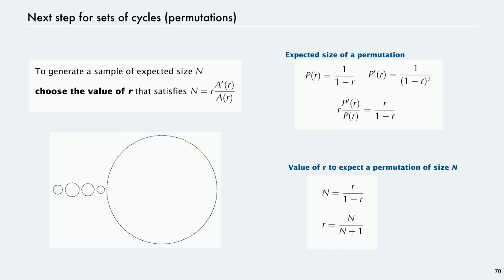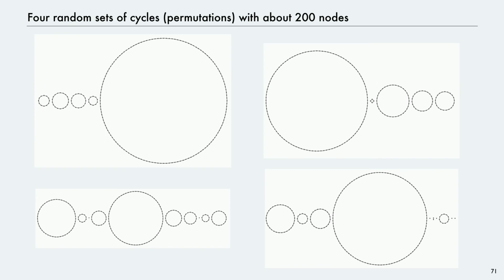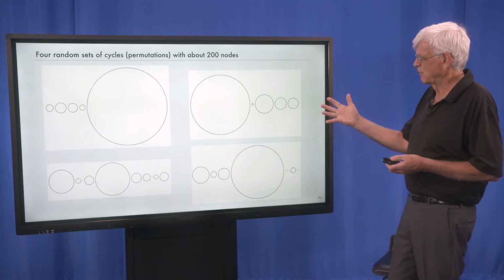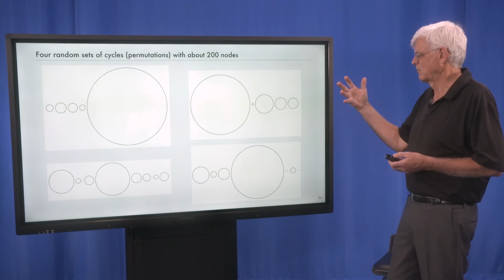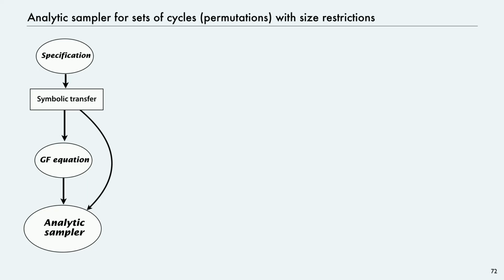And so that's going to give us a random permutation. And these are 4 random sets of cycles with about 200 nodes. Again, from a pretty simple recursive program. But really the power of this method is that it's very easy to add restrictions of various types.